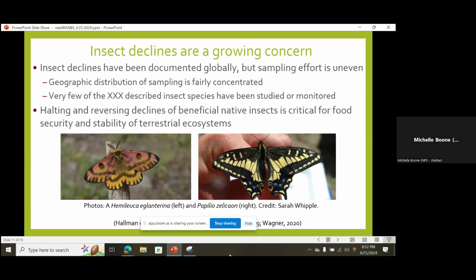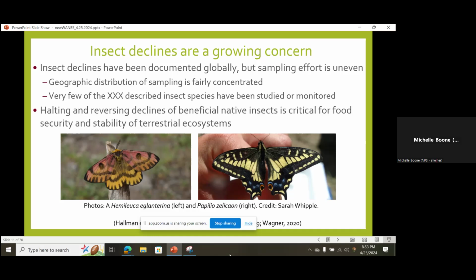And so insect declines have been documented globally, but it is really important to remember that sampling effort is really uneven. Oops, I didn't quite finish this slide. So the geographic distribution of sampling, it's pretty concentrated, primarily in more developed countries. So the US and Europe is where the bulk of this work has been done. But even within those areas, it's concentrated in areas where people are.